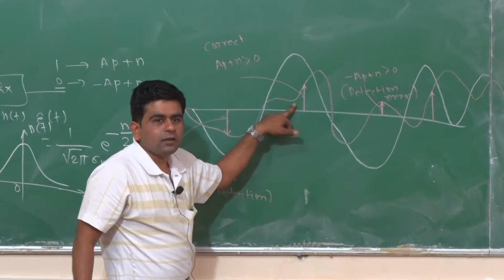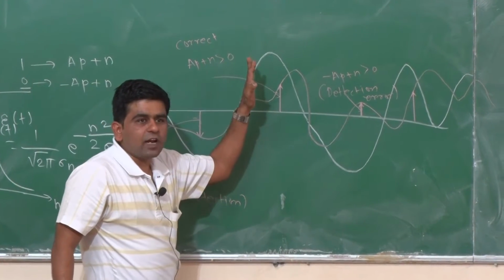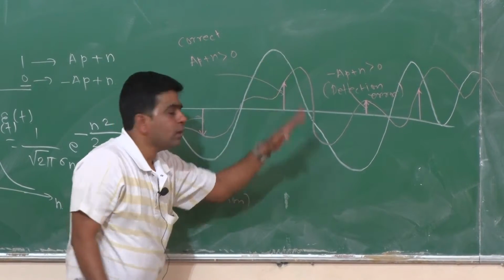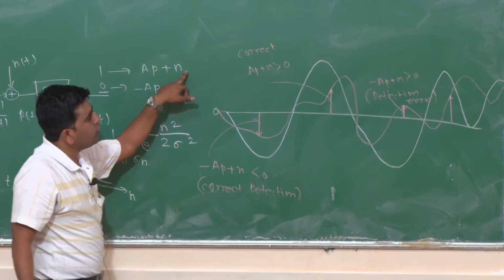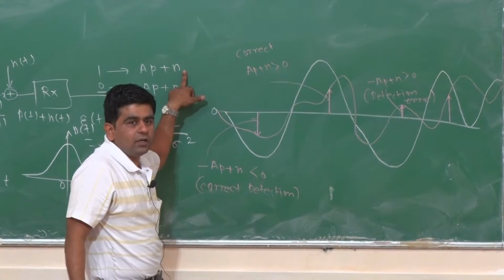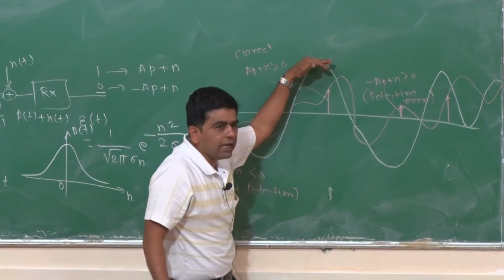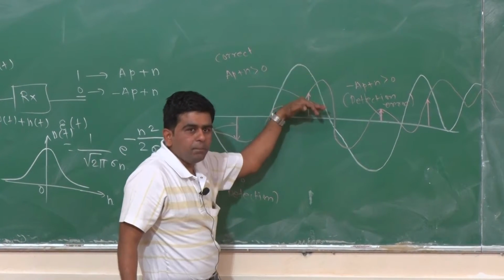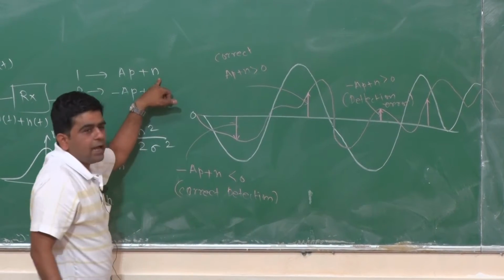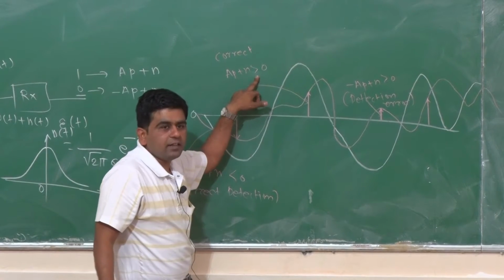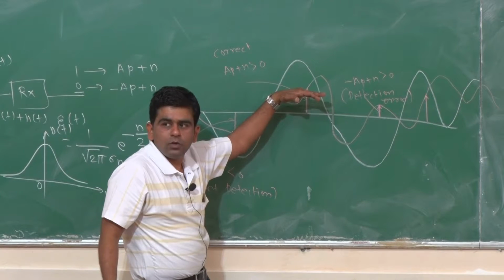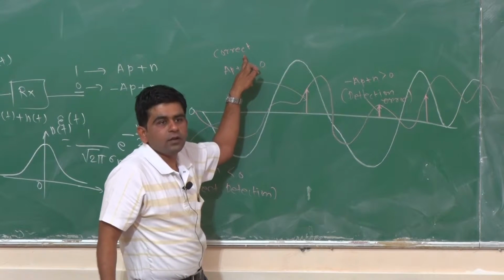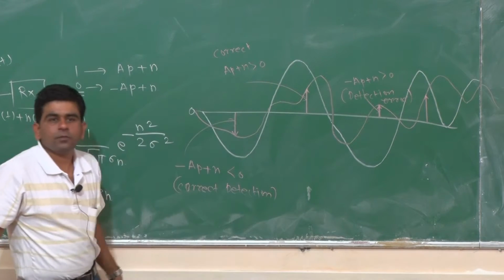For this signal, where one is transmitted from your transmitter, this level should be plus AP. This noise, which is AWGN, is going to add. Due to this noise, this level gets shifted. As AP plus N is greater than 0, it is above this reference 0. So we read this as a 1. So this is a correct detection.